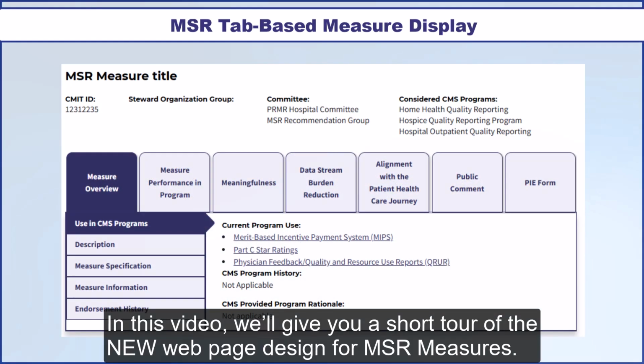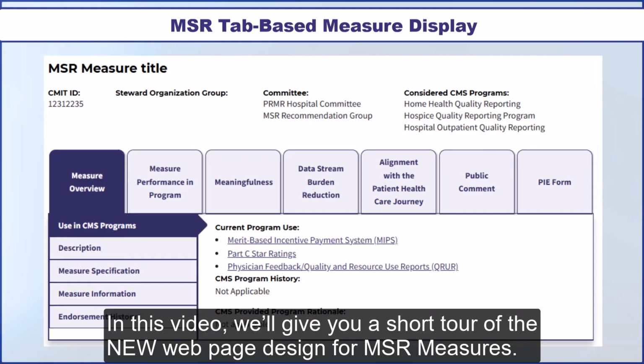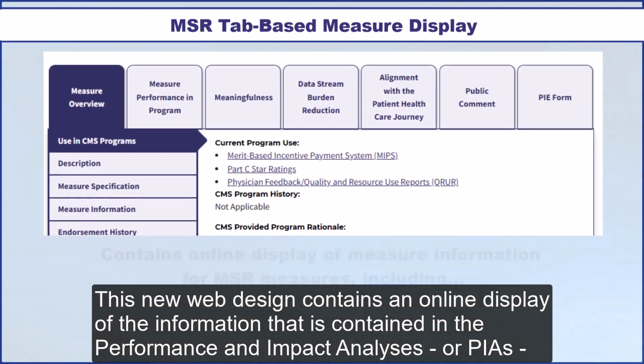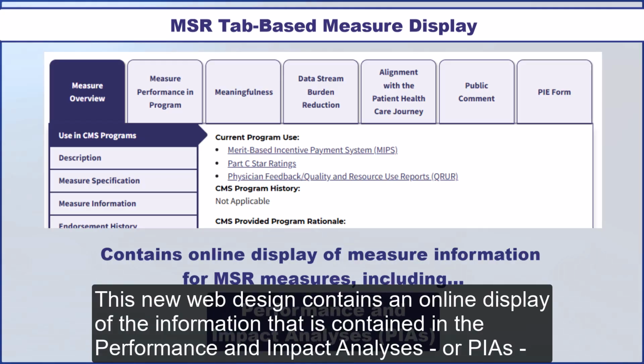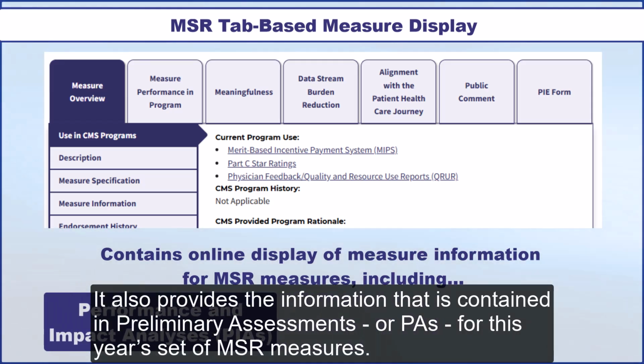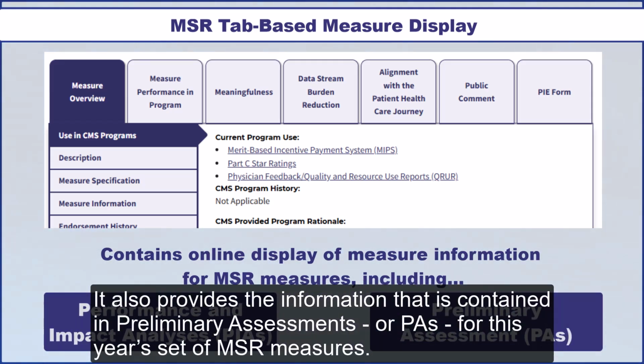In this video, we'll give you a short tour of the new web page design for MSR measures. This new web design contains an online display of the information that is contained in the Performance and Impact Analyses, or PIAs, for the initial set of measures being considered for MSR. It also provides the information that is contained in Preliminary Assessments, or PAs, for this year's set of MSR measures.